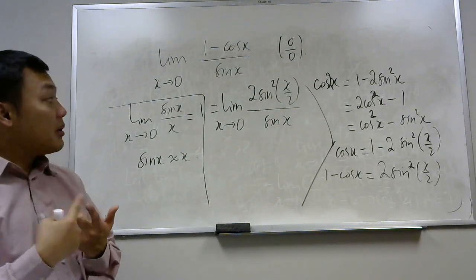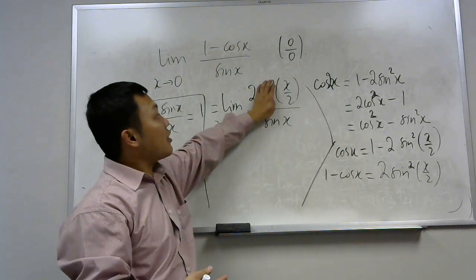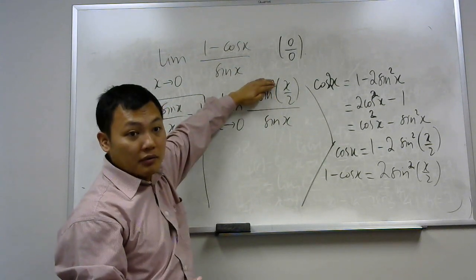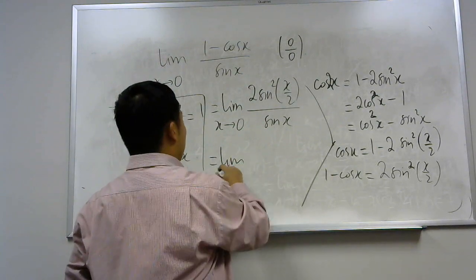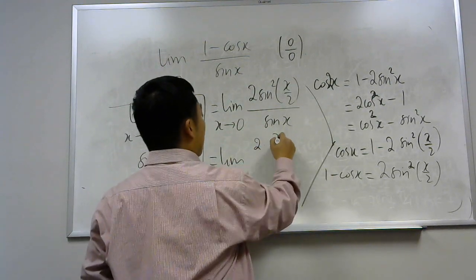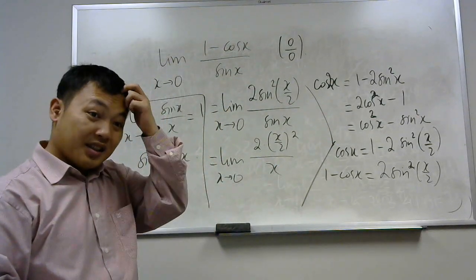Since we are considering limit at 0, sine of x is similar to x. So that means sine of x over 2 is similar to x over 2. But here we have square, right? Don't forget. So this limit is nothing but 2 times x over 2 square over x. Make sense?